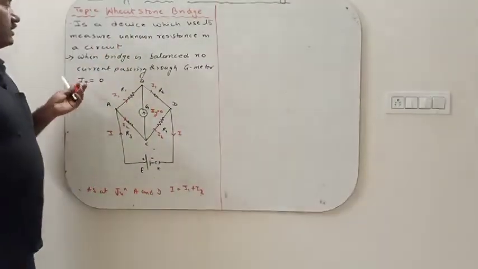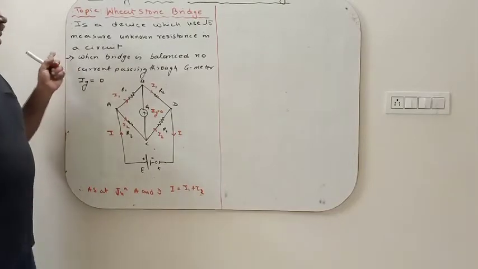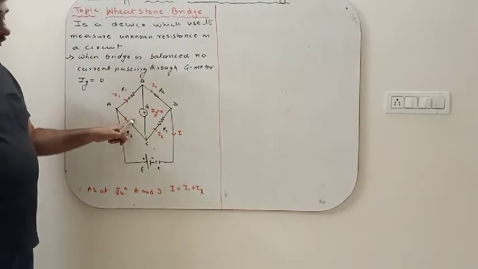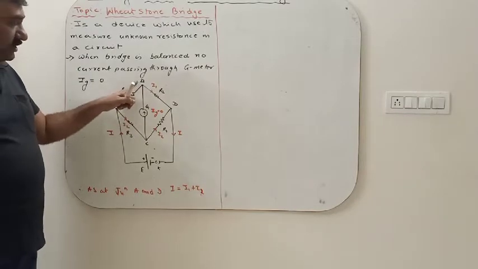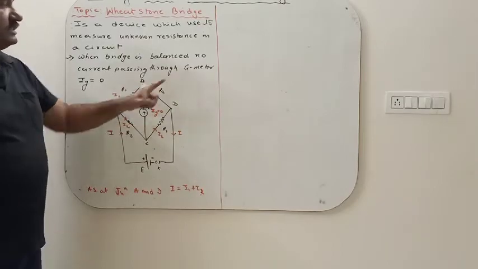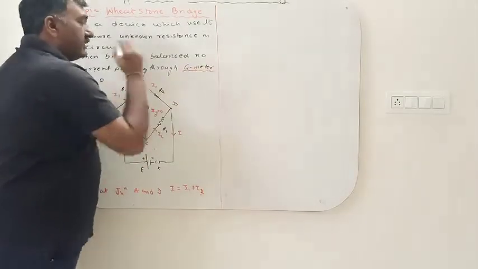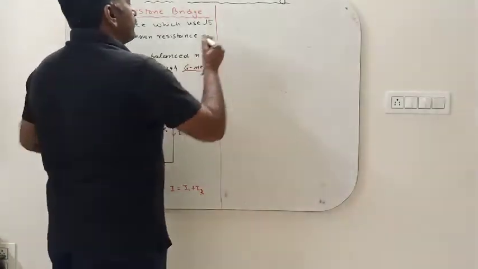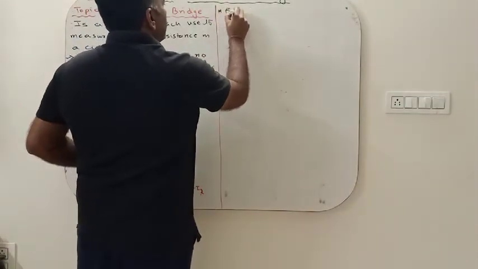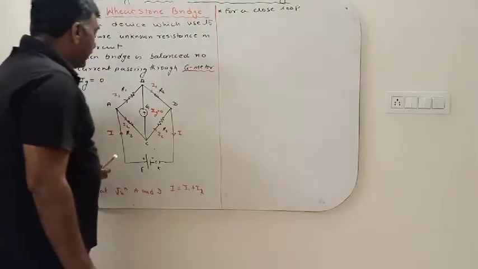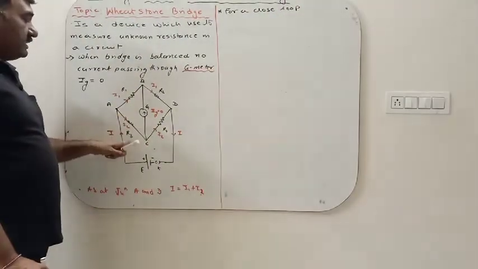So what is the Wheatstone bridge? It is a device which is used to measure unknown resistance in a circuit, and in the balance condition the potential difference between B and C is zero, and no current is passing through the galvanometer G. And how can we use it? For a closed loop, which loop are we selecting first? A, B, C, A.